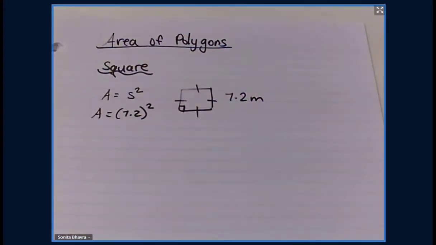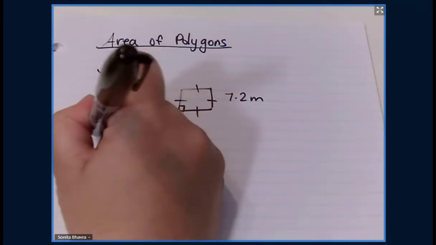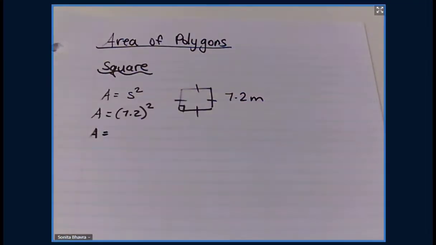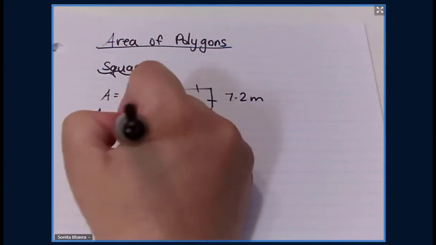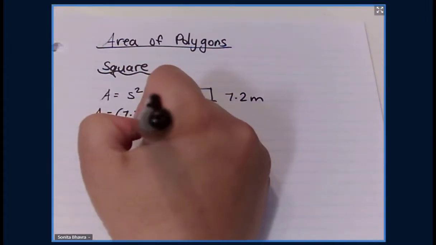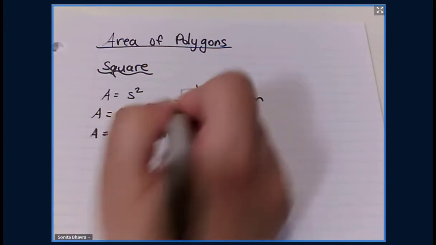So 7.2 squared. Recall from exponents, squared here, the power of 2, that means it's 7.2 times 7.2. All right, and you can use your squared button on your calculator, or you can just type in 7.2 times 7.2. So the area of this square is 51.84 meters squared.